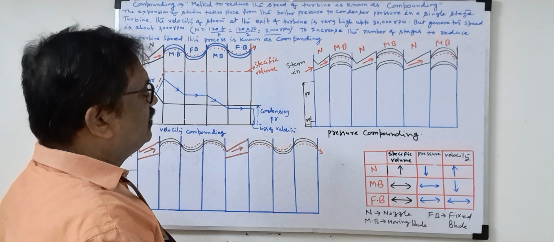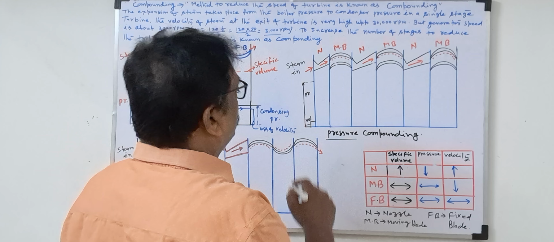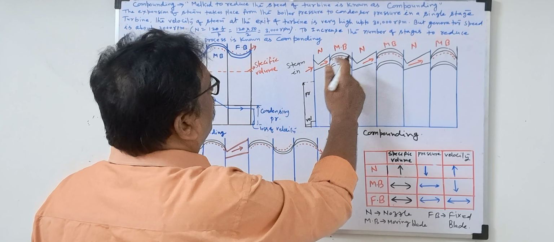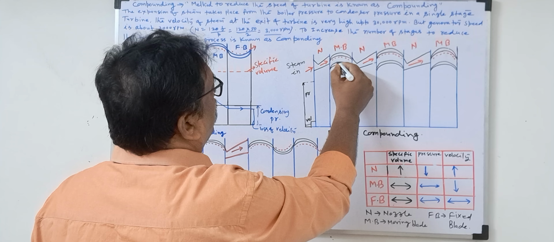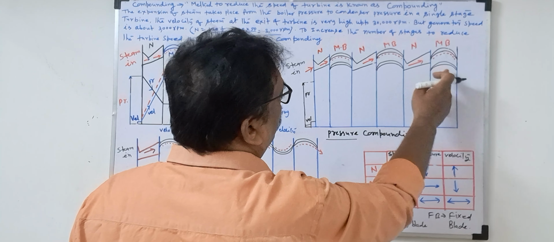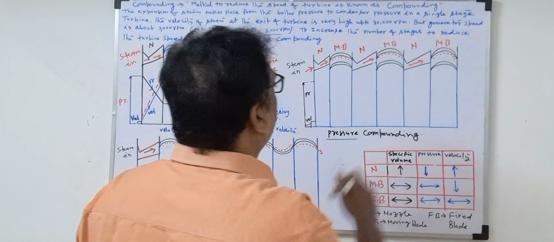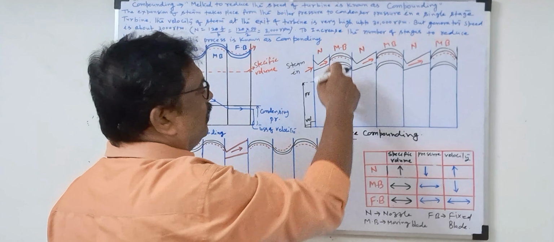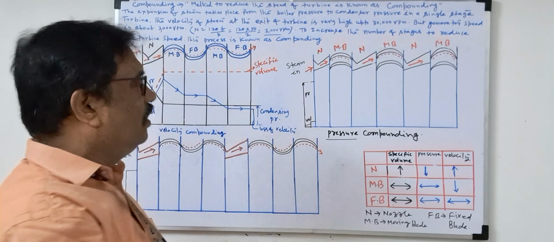So here again, pressure compounding. What is there here? Nozzle is there, then the impulse blade, the moving blade. Again nozzle, again moving blade, again nozzle, again moving blade. You can keep one blade also, nothing wrong. You can keep 2 blades, 3 blades according to the space, nothing wrong. But we have to show the variation.